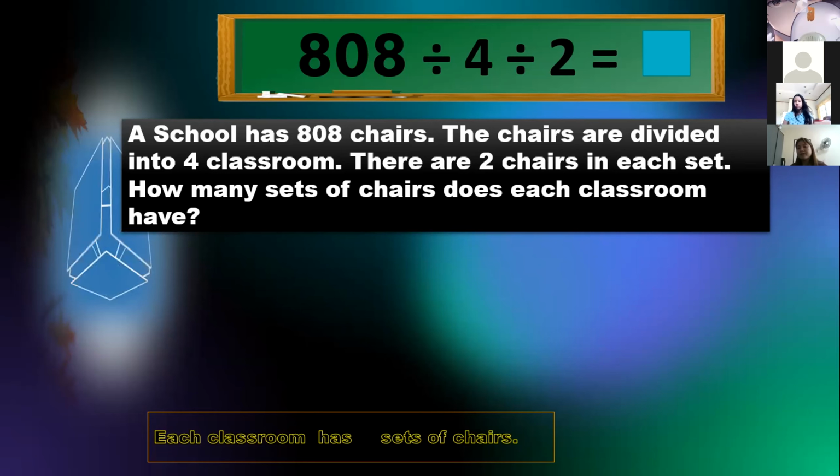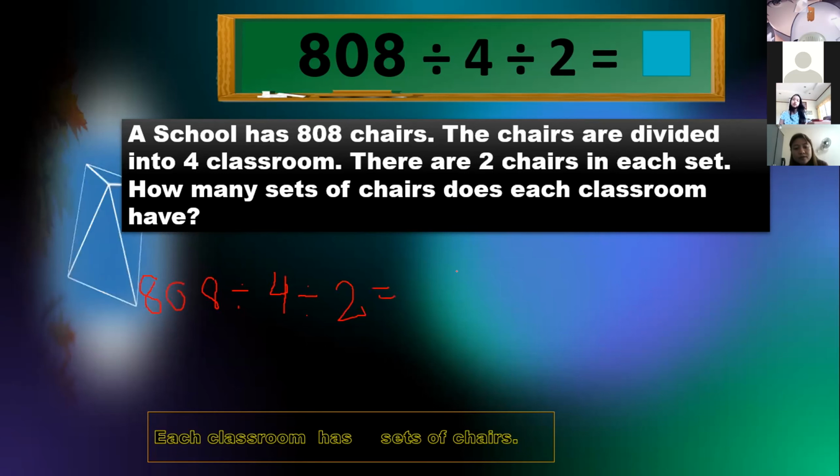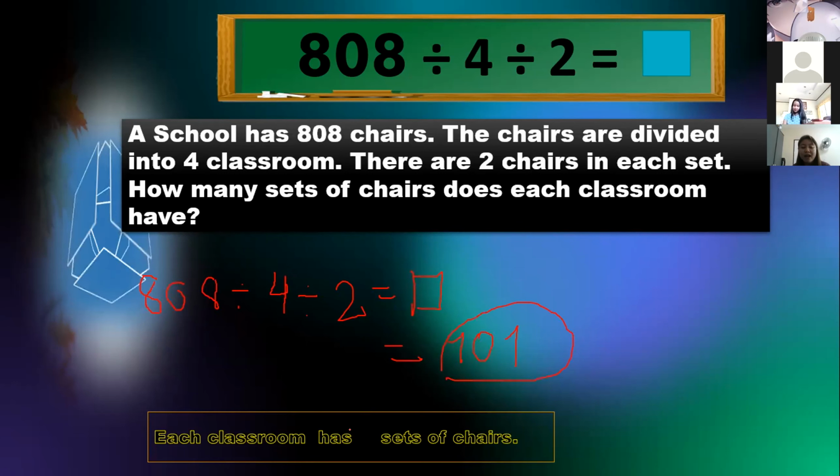What is our number sentence? Eight hundred eight divided by four divided by two. So this is our number sentence. What will be the answer if we divide 808 divided by 4 divided by 2? Equals 101. Very good. 101. So it means each classroom has 101 sets of chairs.